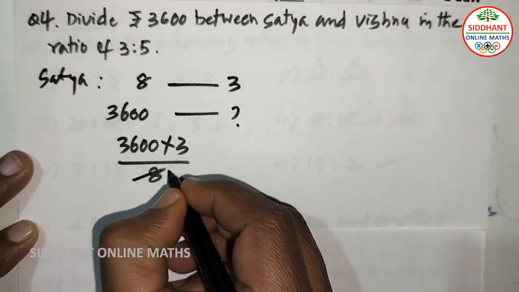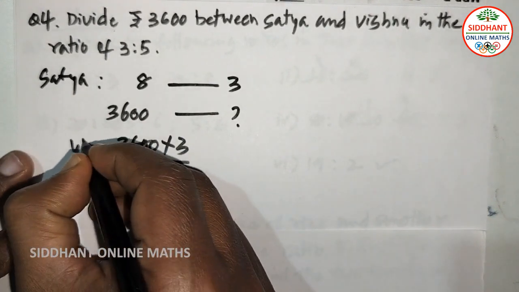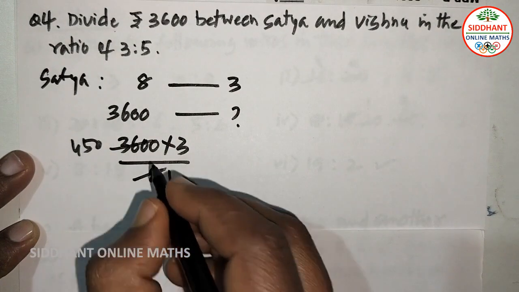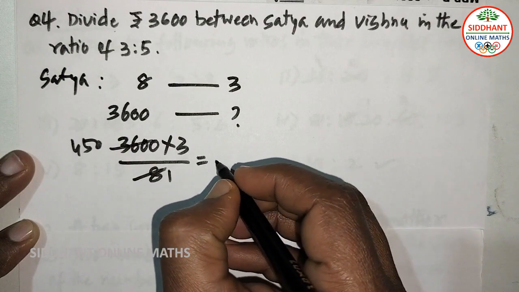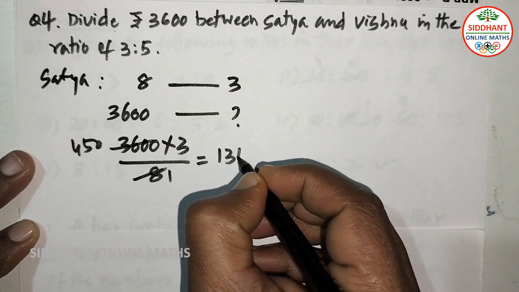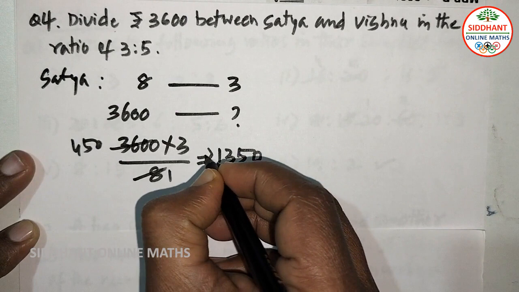So here 8 divides 3600 450 times, and 450 into 3, so that will be 1350 rupees.